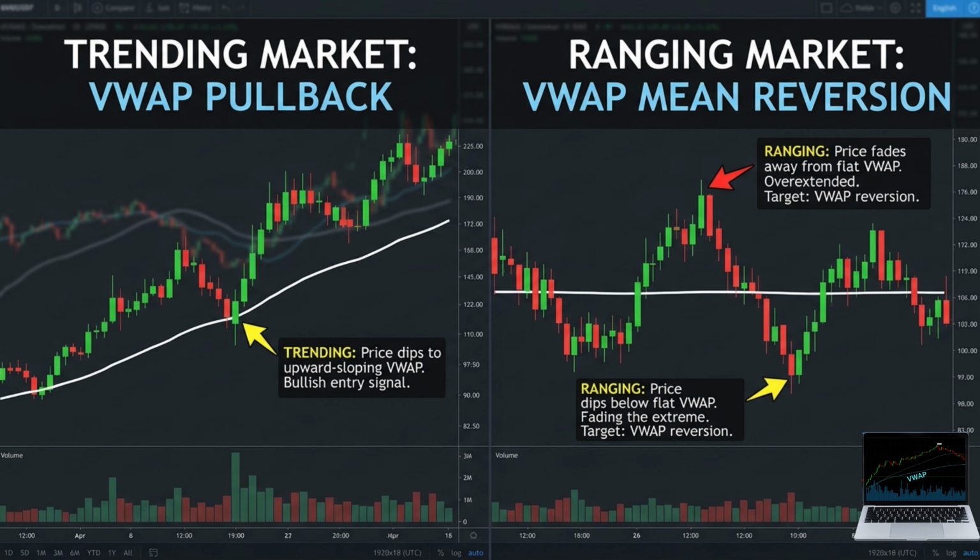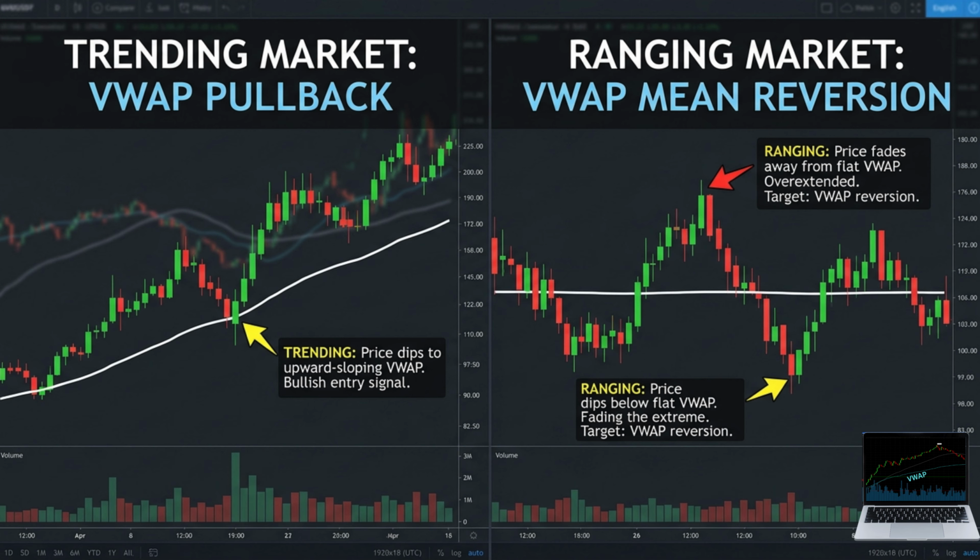Phase 2. The setup: the pullback and hold. This strategy works best during the first 90 minutes of the market session, when volume is highest. 1. Establish the trend. Price must break aggressively above VWAP on high relative volume. 2. The wait. Wait for price to pull back toward the VWAP line.